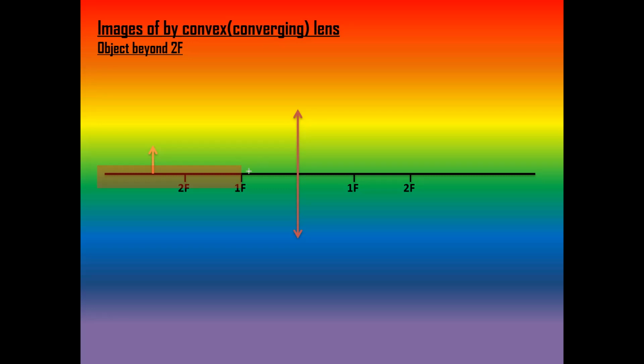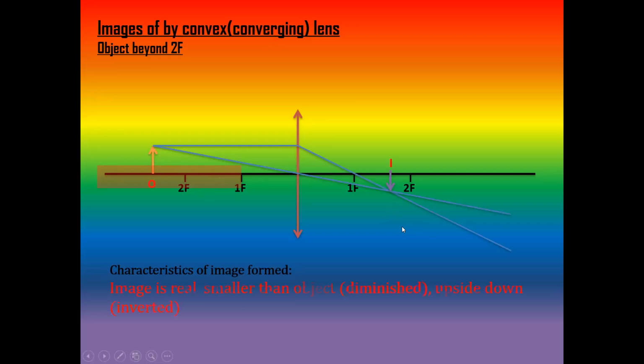So whenever an object is placed anywhere after the focus, the image will be real. Here, the parallel light ray will pass straight, and one goes through the center of the lens. The two light rays will intersect.